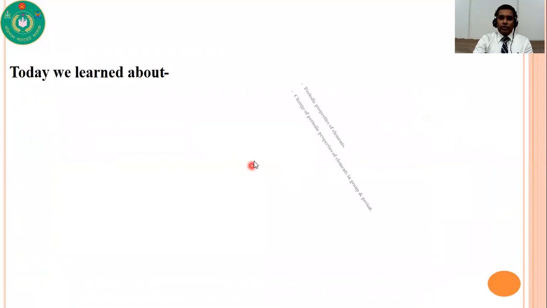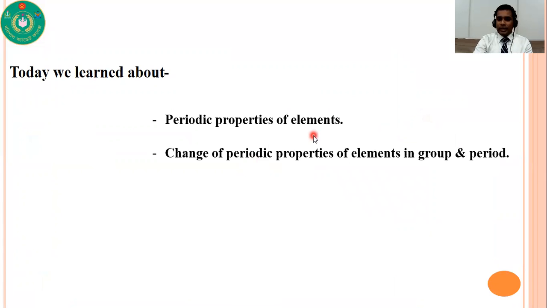So today we learned about periodic properties of elements and the change of periodic properties of elements in a group and period. If you have any query, please write it in the comment box. I will try to make it clear to you.